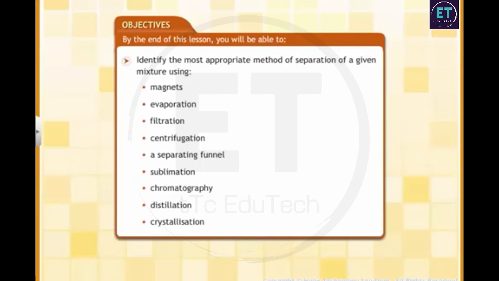This lesson is about the different methods that can be used for separating the components of a mixture. By the end of this lesson, you will be able to identify the most appropriate method of separation of a given mixture using magnets, evaporation, filtration, centrifugation, a separating funnel, sublimation, chromatography, distillation, and crystallization.